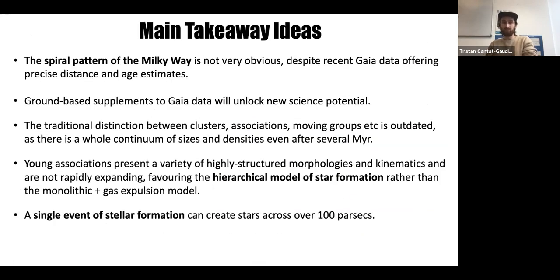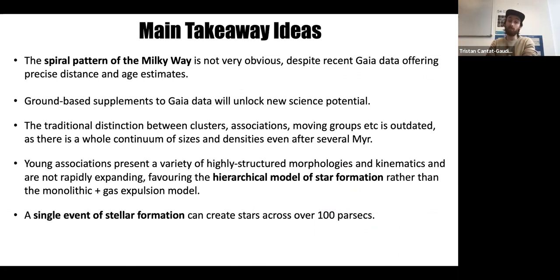So to finish, I'm going to summarize the ideas from the two different parts of the talk. The first one is that the spiral pattern in the Milky Way is really not obvious. Even if you have very precise distances from Gaia and good age estimates, it's still not making the pattern clearer, which I think indicates that the pattern itself is not that well defined. It's probably some kind of flocculent galaxy.